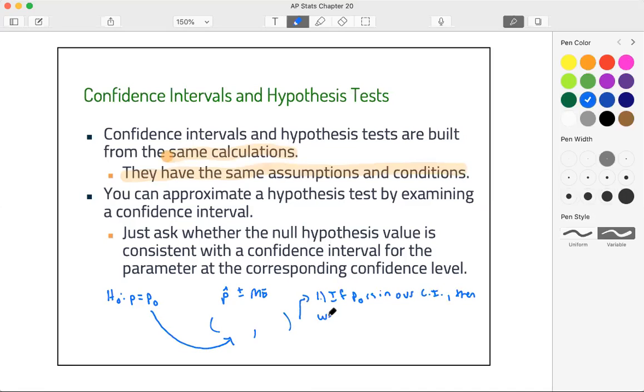we fail to reject the null hypothesis. And in case two, if the hypothesized value, P sub 0, is not in our confidence interval, then we reject our H0.